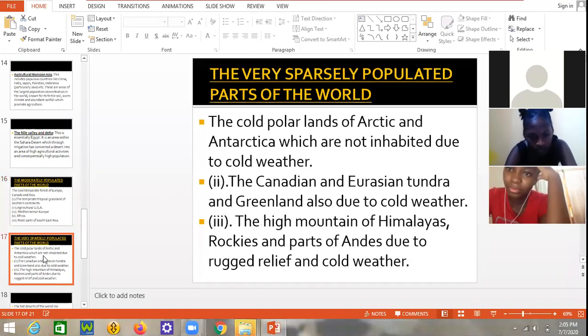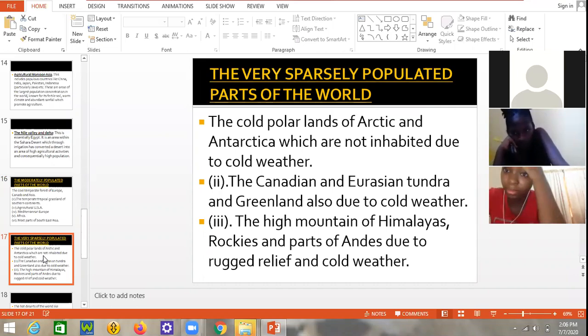Now let's look at the sparsely populated areas. Don't forget, we said the distribution patterns are three: the densely, the moderate, and the sparsely populated regions of the world. Now we are looking at the sparsely populated parts of the world. You have the cold polar lands of the Arctic and the Antarctica, which are not inhabited due to the cold weather.